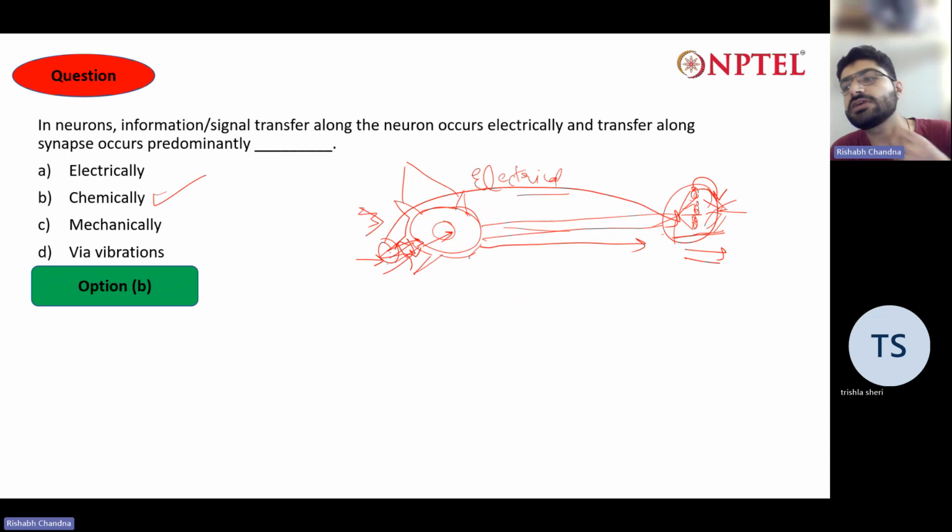And suppose we are touching something, so we have to keep our hand there itself, or we have to remove our hand. In such cases, the electric responses come from the brain, and through this process, the signal transfers from different parts of the brain to the hand and vice versa. Okay, so let's move on to the next question.